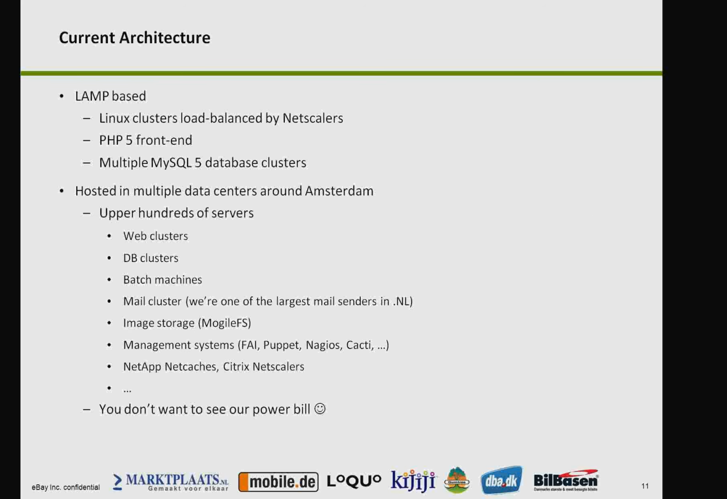As I said, the current architecture is LAMP-based: Linux clusters, PHP, MySQL 5. We've got multiple clusters running behind Marktplaats. Netscalers are sitting in front of them. And we've got 2 or 3 data centers. We're closing one, so I think we're back to 2 data centers around Amsterdam, where we're in the upper hundreds of servers for Marktplaats alone. That's divided over web and database clusters, but also specialized machines for batch mail. We're probably the largest mail sender in the Netherlands, so we need a separate cluster for that, etc.